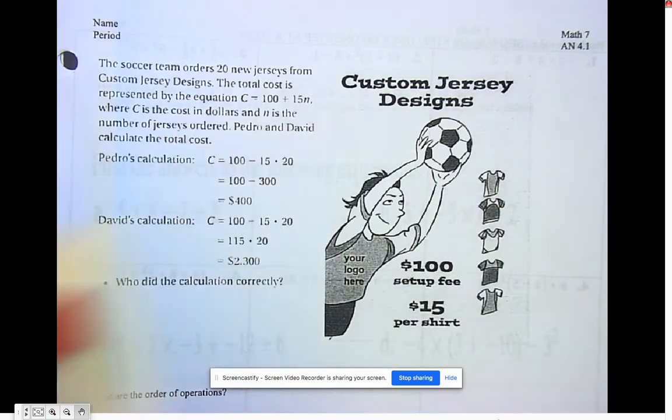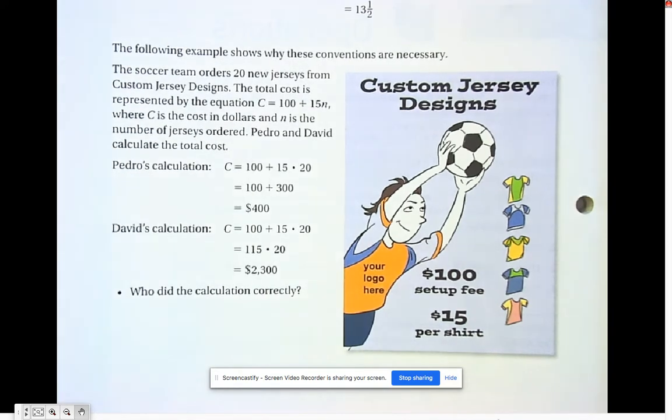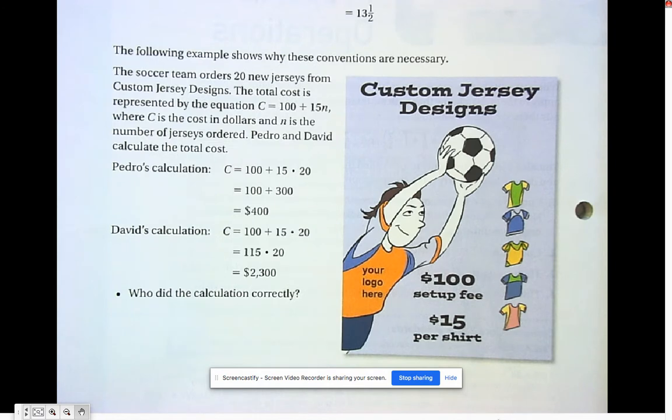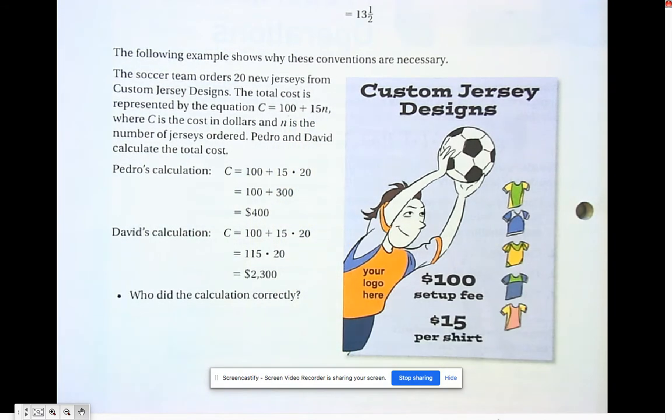Since it didn't copy real clearly, I'm going to look at the second copy and read from here. The following example shows why order of operations is important. The soccer team orders 20 new jerseys from Custom Jersey Designs. The total cost is represented by the equation C equals 100 plus 15n, where C is the cost in dollars and n is the number of jerseys ordered.